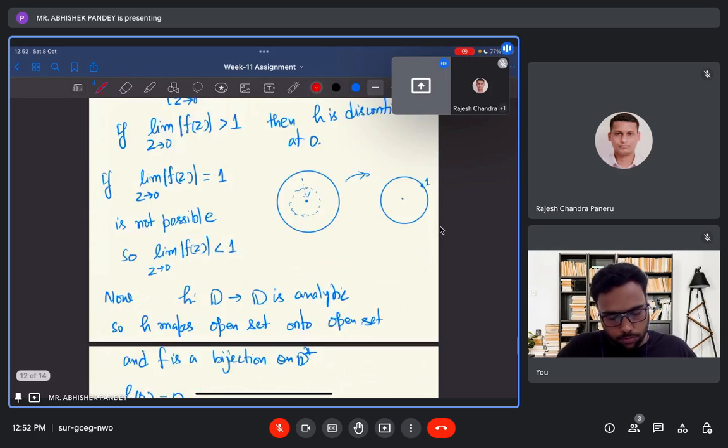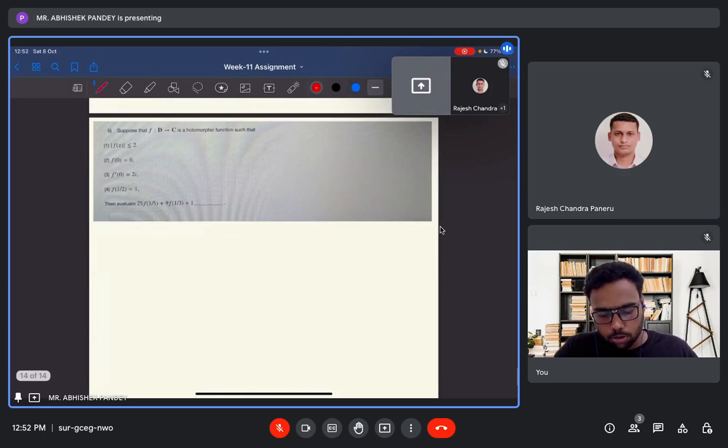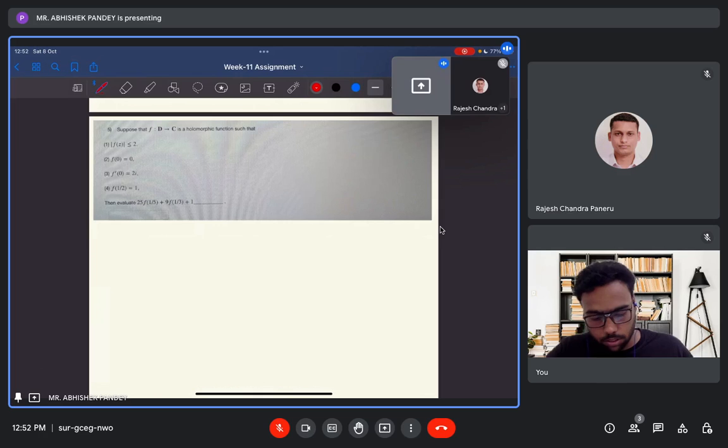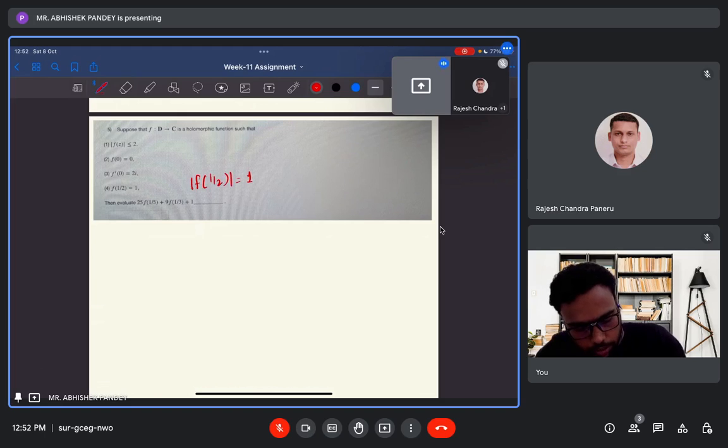Now let us move towards the last option, last question. There is some problem in this question, some misprinting, so I will rewrite it in a new way. This fourth condition, you consider it as f of 1 by 2 equals 1. And then evaluate 25 modulus of f of 1 by 5 plus 9 modulus of f of 1 by 3 plus 1. Okay, this you evaluate.